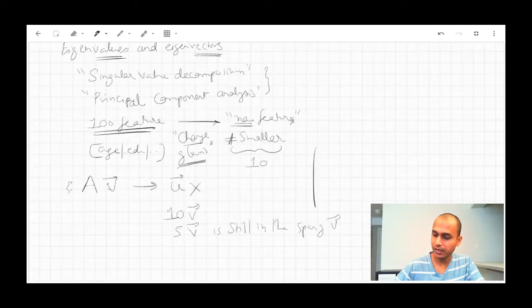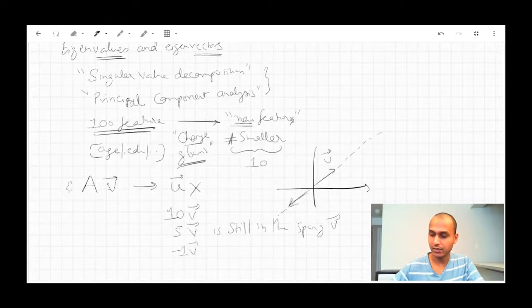Let's say in 2 dimensions, if v is this vector, then the span of v is any scaled version of it, maybe positive or negative. Maybe multiply with -1 times v, this vector is in the span of v. This huge vector, 2 times that, is also in the span of v.